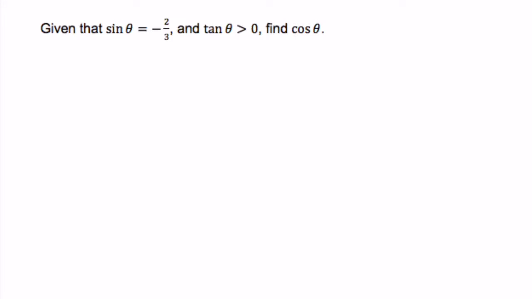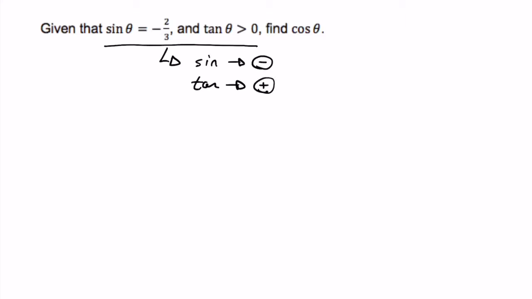Given that sine theta equals negative 2/3 and tan theta is greater than 0, find cos theta. First thing that I'm going to consider is that sine theta is negative and tan theta is positive. What this tells me is that I'm looking for a quadrant where sine is negative and tan is positive.